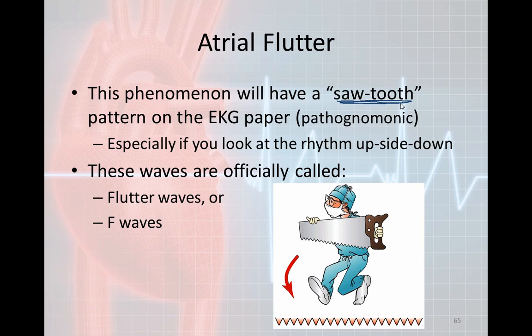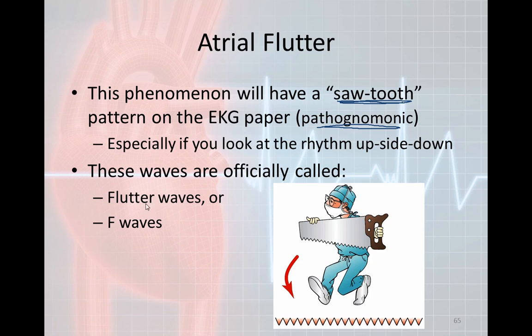Now, this pattern is considered pathognomonic, and this is kind of a cool word. It makes you sound really smart. It's called pathognomonic. The G is silent. What that means is if something is pathognomonic, it means that there is one sign or one symptom that can only point towards one specific problem or disease.